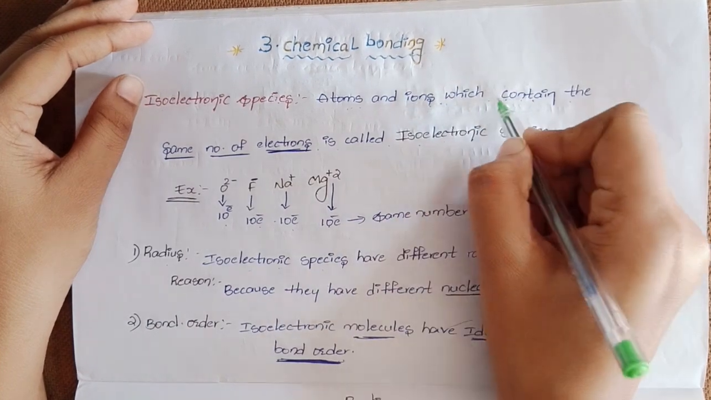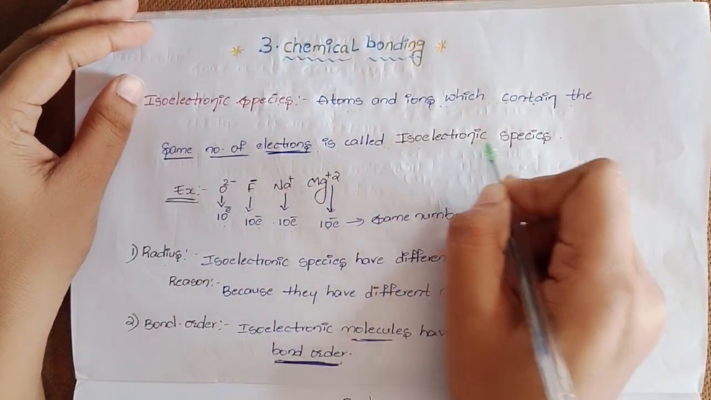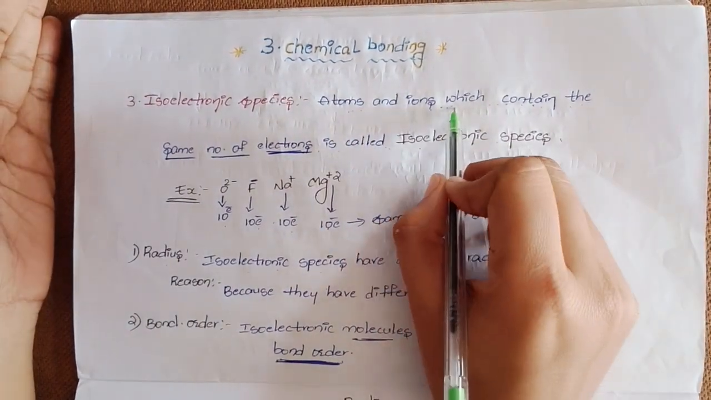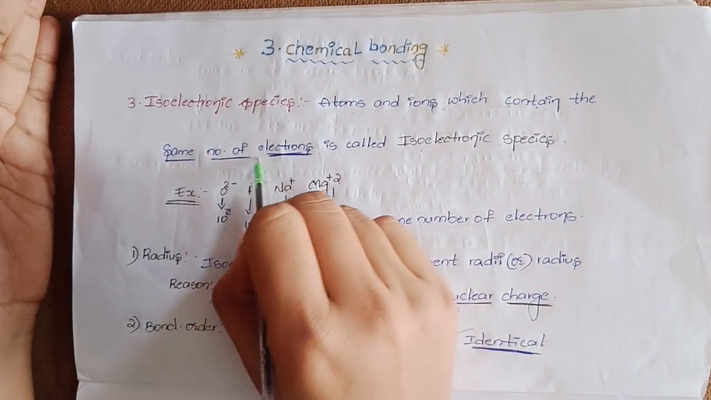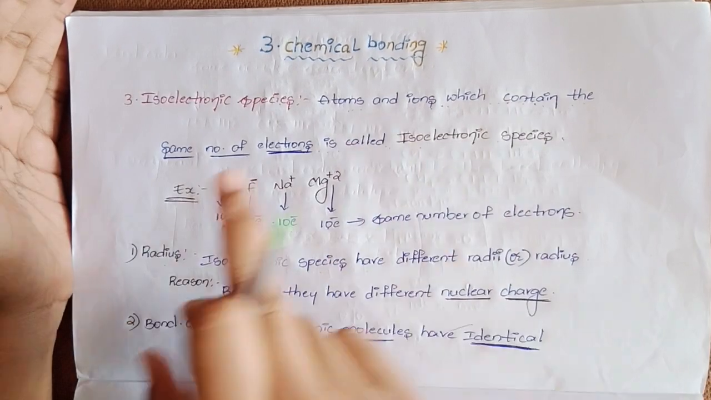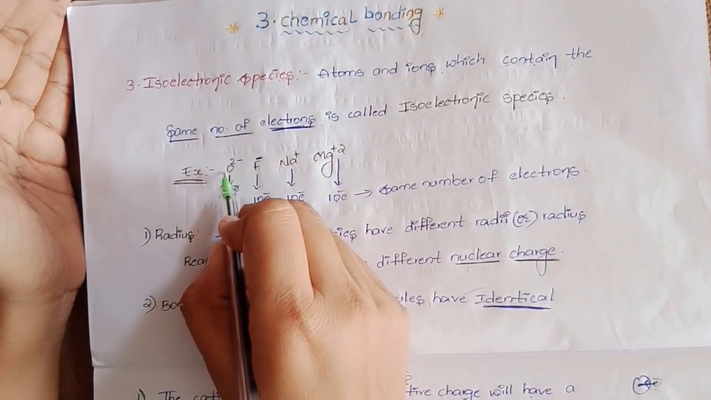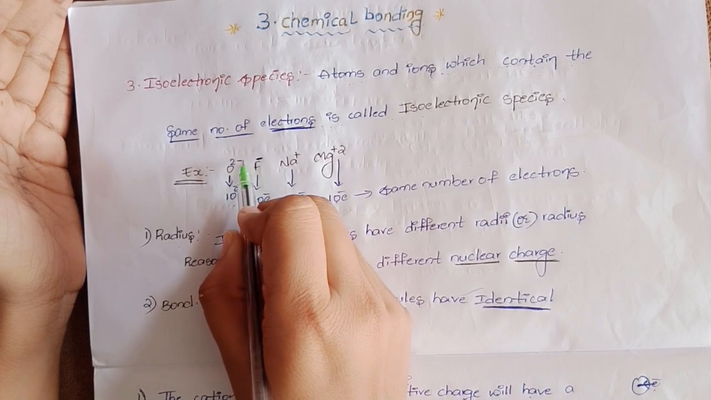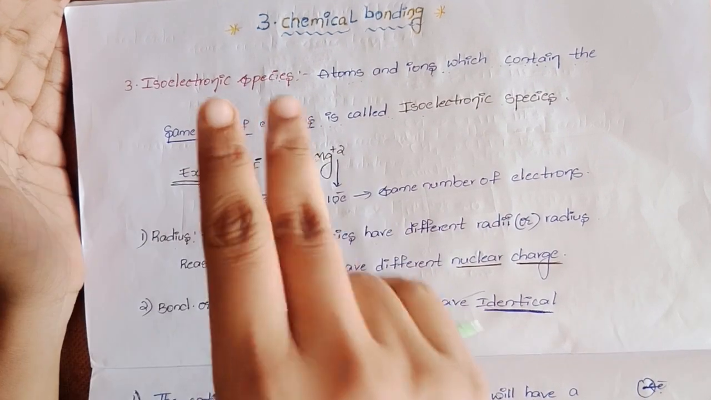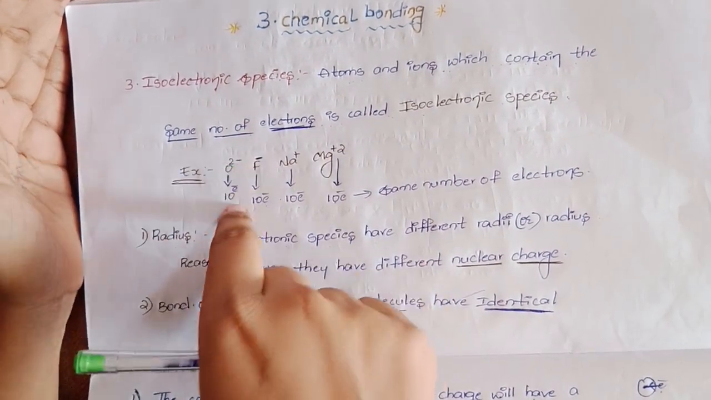Atoms and ions which contain the same number of electrons are called isoelectronic species. So listen here, atoms and ions which contain the same number of electrons, we call them isoelectronic species. For example, O2 minus. Oxygen has 8 electrons. 2 minus means, as I told you in the previous video, we have to add 2 electrons to the oxygen. That means 8 plus 2, total 10 electrons.